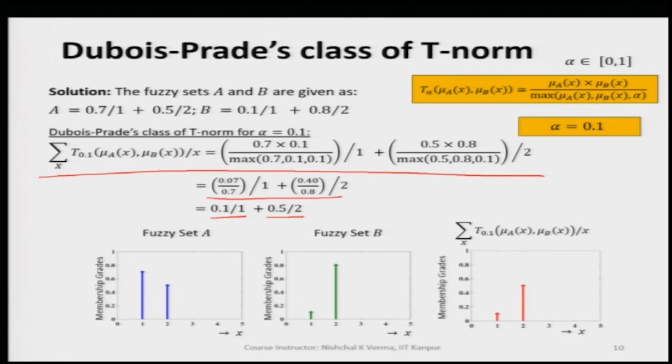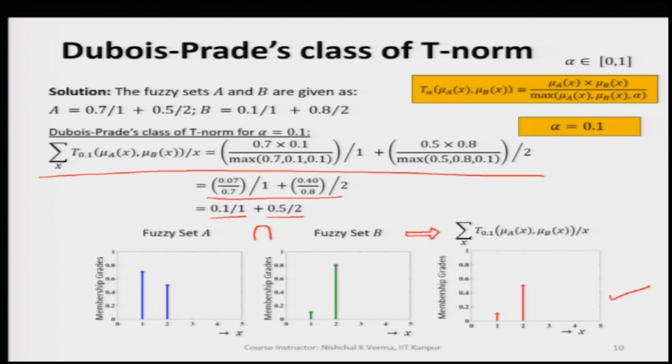So, we have here 0.1 by 1 plus 0.5 by 2 as two elements of the resultant fuzzy set. So, when we plot this, the fuzzy set looks like this. So, here I can write that we are taking the intersection of fuzzy set A and fuzzy set B, and this is giving us the resultant fuzzy set here, and this fuzzy set has again two elements, and this looks like as it is shown here in this slide.